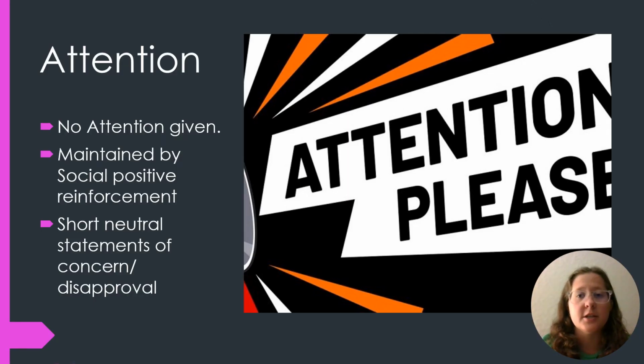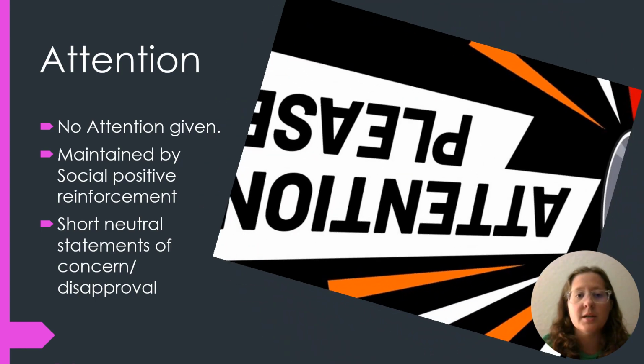During the attention condition, attention is withheld from the individual. The individual is taken to a room full of toys and is told to play with them while the person conducting the FA does some work on the opposite side of the room. This is to see if there are any behaviors that are evoked by the removal of the attention.